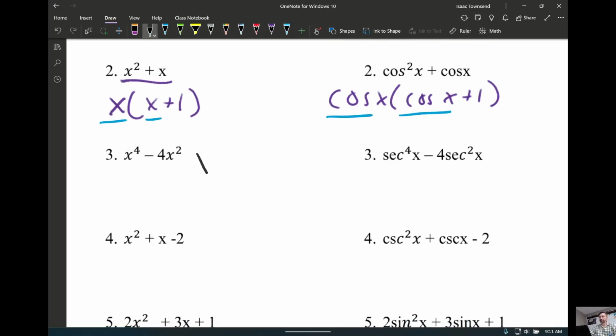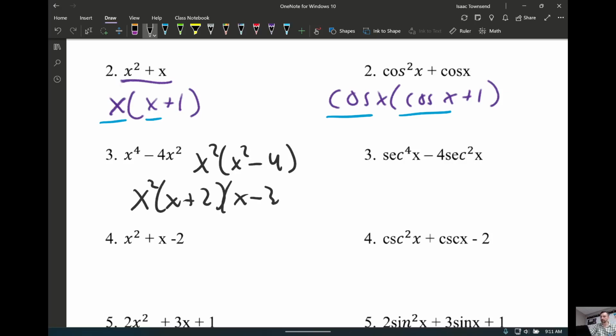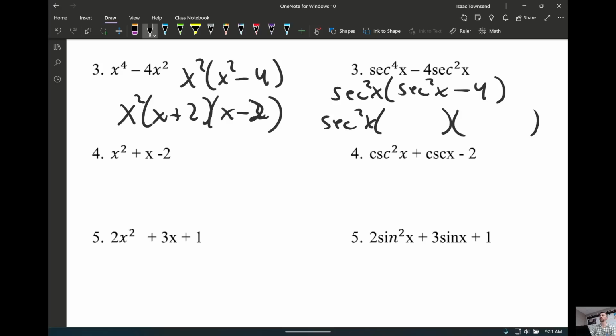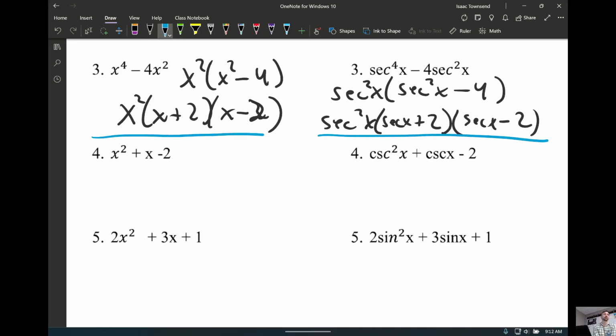Question number three looks to have a GCF and a difference of two squares. So sometimes things factor more than once. This looks way more complicated, but it's the same thing. They have a common secant squared. You can factor out the GCF, and then if what's left behind is the sum of or the difference of two squares, then we can factor that as well. The thing being squared on the left is secant x. The thing being squared on the right is 2. And difference of two squares always factors as a plus and a minus. Compare this answer to this answer. X's became secant x's, and that is the only difference.